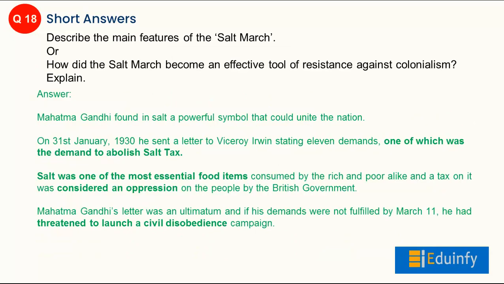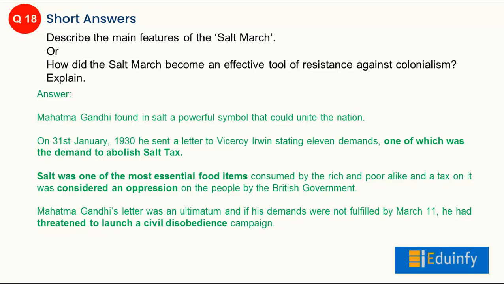Describe the main features of the Salt March. Mahatma Gandhi found in salt a powerful symbol that could unite the nation. On 31st January 1930, he sent a letter to Viceroy Irwin stating 11 demands, one of which was the demand to abolish the salt tax. Salt was one of the most essential food items consumed by the rich and poor alike, and a tax on it was considered an oppression on the people by the British government.